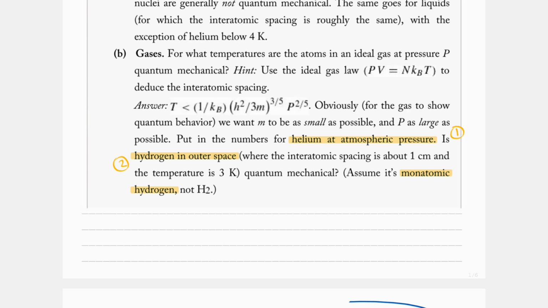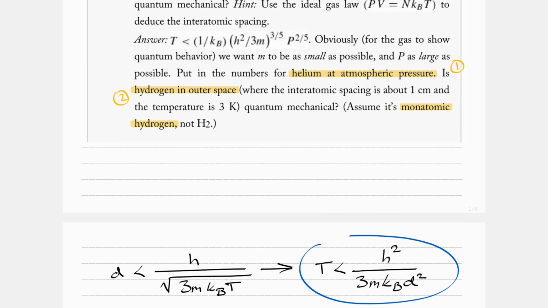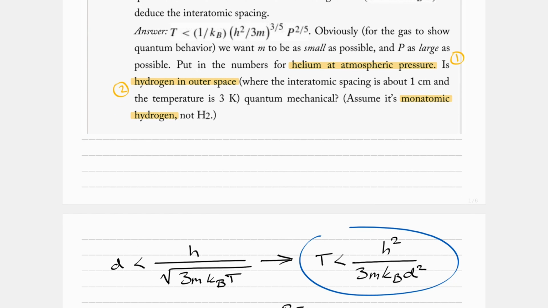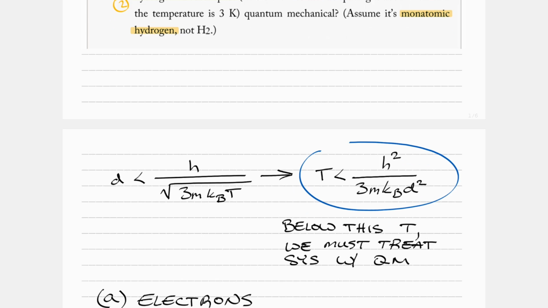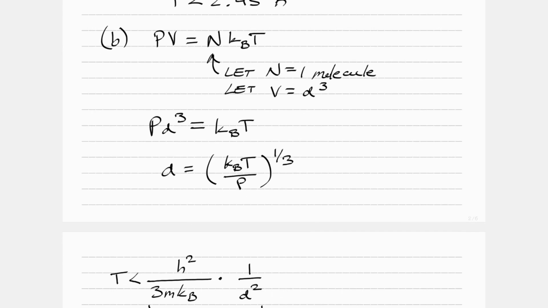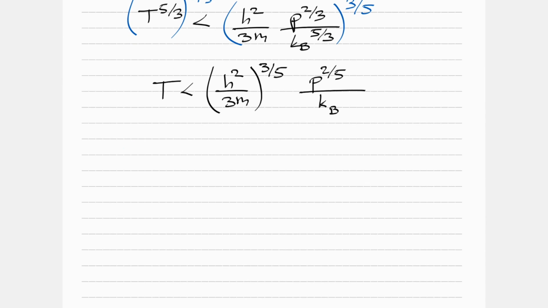put in numbers for helium at atmospheric pressure, and then we're going to do hydrogen in outer space, and it gives you some more information. So for hydrogen in outer space, when we get to it, the interatomic spacing is going to be about 1 centimeter, temperature about 3 Kelvin, and we're going to assume monatomic hydrogen instead of H2. So just one atom of hydrogen, not two of them, even though we know that when you find hydrogen, you're actually finding two of them. But for the sake of this problem, we'll do it like this, to simplify the model a little bit.